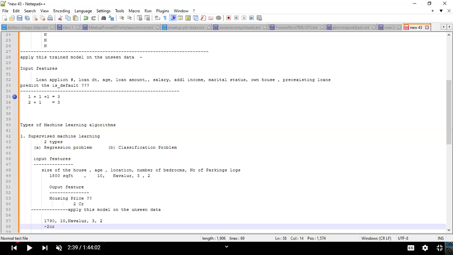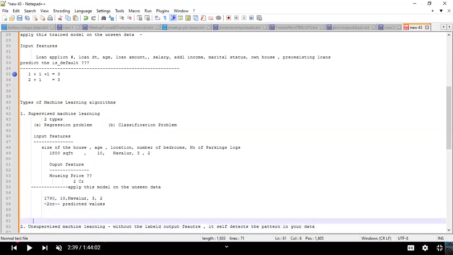Okay, 1.95 crore or something like that, or 1.9697, something like that. Okay. So it will predict this; this is your predicted value, right? It's a predicted value. This has to be predicted by your model. Is it clear?